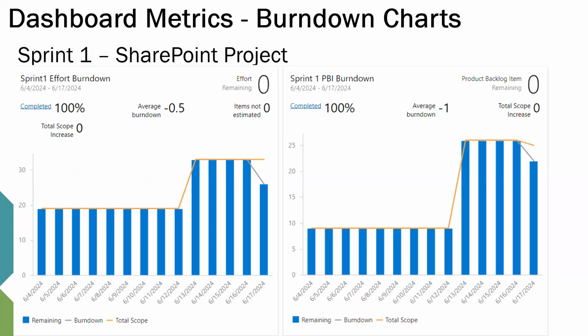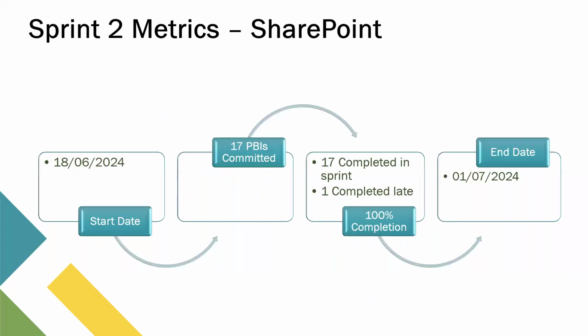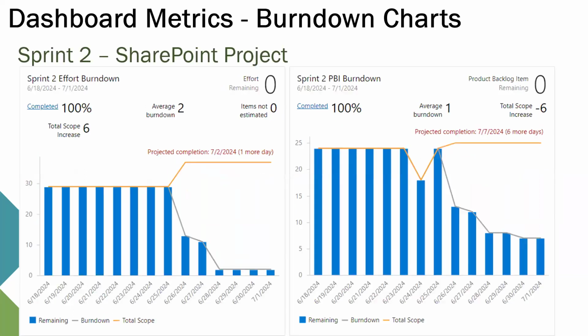But initially, when we were in sprint 2, it was not like this, but because we eventually completed, this is the PBI burn down. We had 100%, and our average burn down was 0. And this is the sprint 2 metrics: the commencement date, the PBIs, 17 PBIs committed, 17 completed within sprint and 1 completed late, the end date. And we also have our dashboard metrics for sprint 2. This is it, 100% completion. Then we have the burn down as we ought to, and the PBI burn down as well. And we had a decrease in scope.